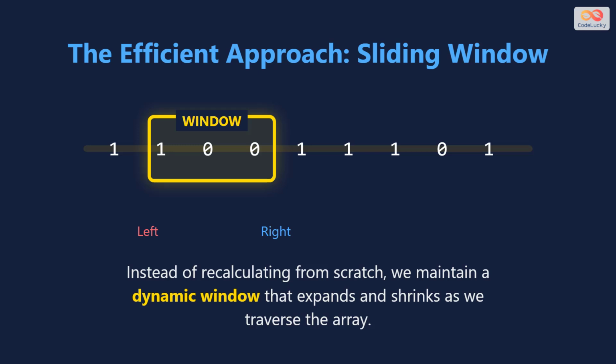To solve this efficiently, we use the sliding window technique. Instead of recalculating the count for every new subarray, we maintain a dynamic window defined by 2 pointers, left and right. This window expands and contracts as it moves across the array, reusing the information from the previous step.